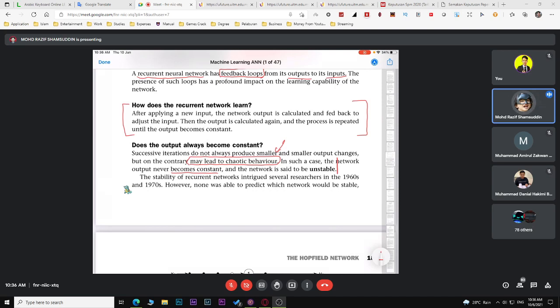Right? In some case, the output won't become a constant. Dia akan jadi infinite loop. Okay, sebab tak sama kan, dia hanya akan berhenti bila input dan output dia sama. So kalau dia tak berjaya tu, dia akan run je lah. Okay, so dan ini menyebabkan network tu menjadi unstable. Tapi tak apa, we will see why. Okay, because nanti when we run our neural network, we can investigate why that our neural network become unstable.